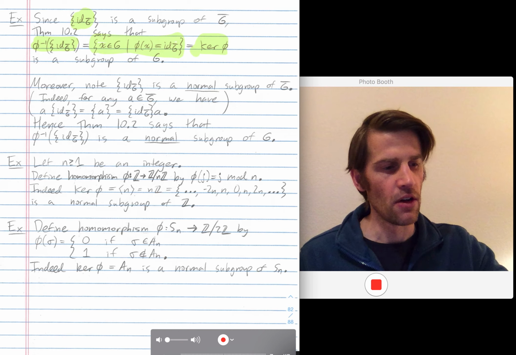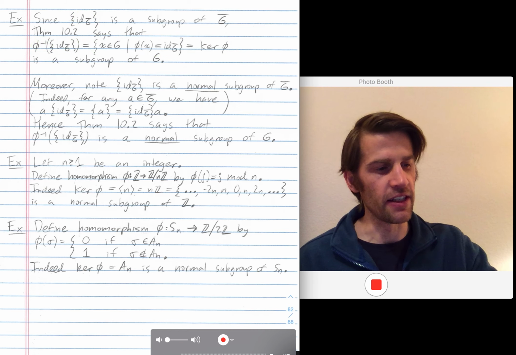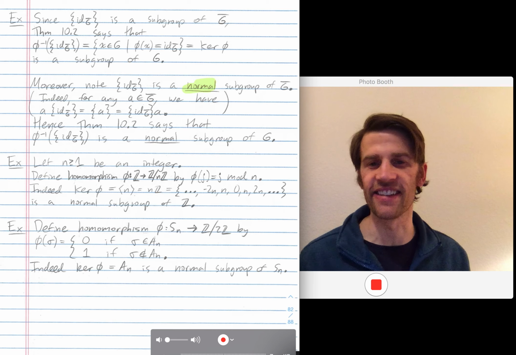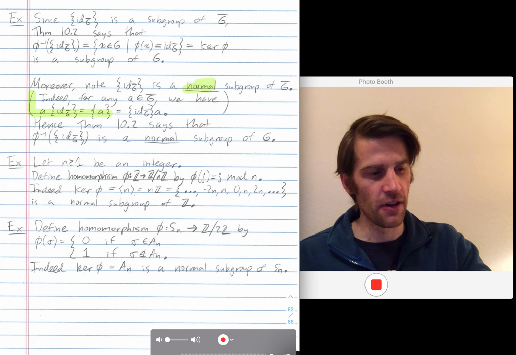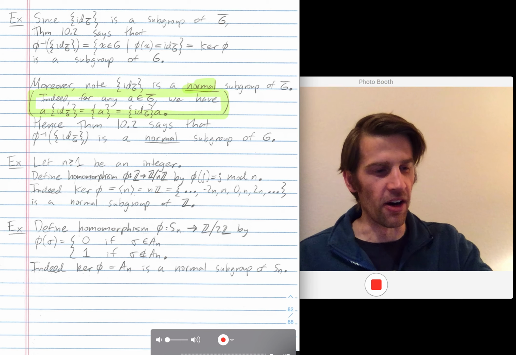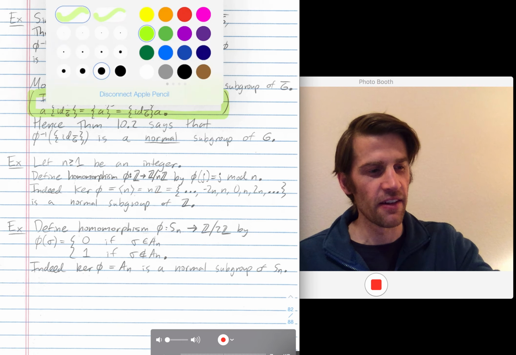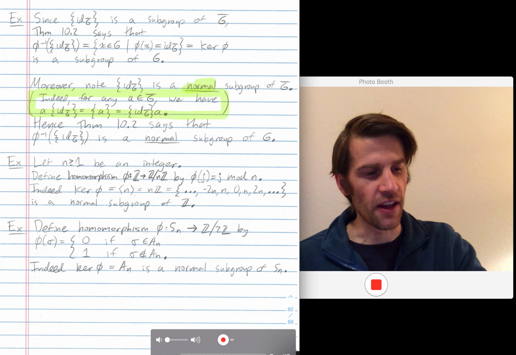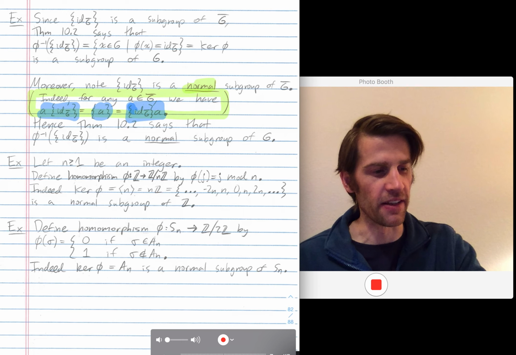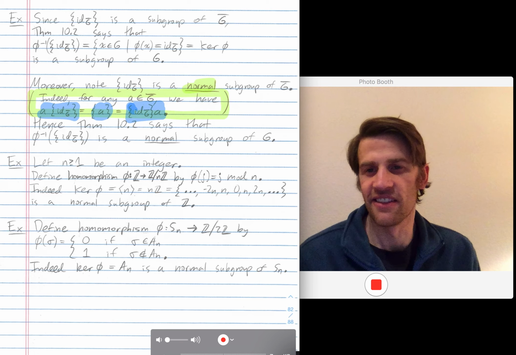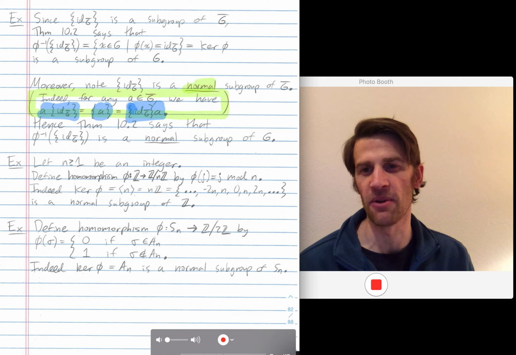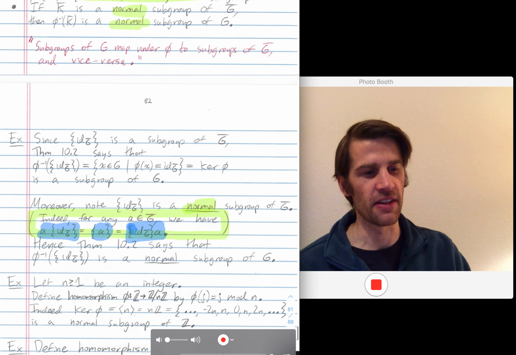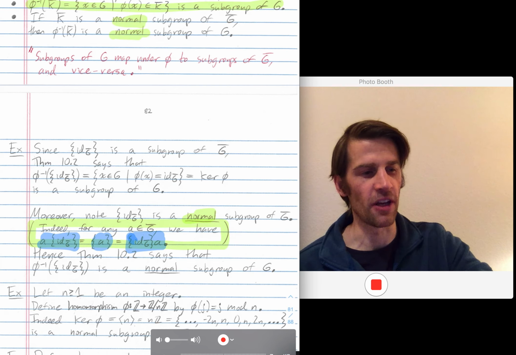Moreover, note that the identity of G bar is a normal subgroup of G bar. Here's the proof. For any element A in G bar, the left coset A times the identity is just A, and that's the same as the right coset A times the identity. So that's our proof that the trivial group consisting only of the identity in G bar is a normal subgroup of G bar. But you'll remember this theorem said that the preimage of a normal subgroup is a normal subgroup.